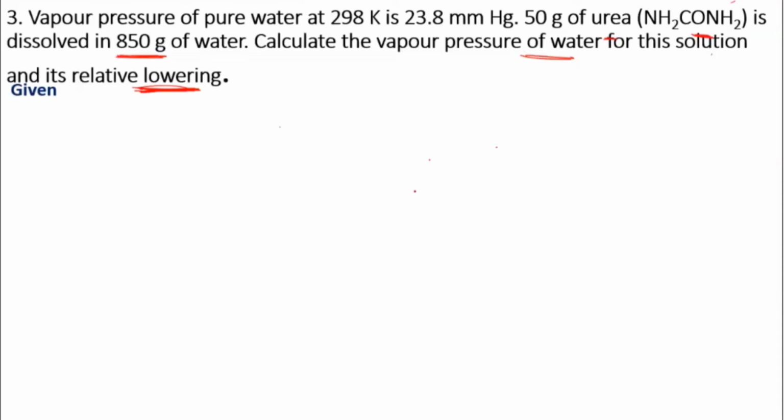And what you're supposed to calculate here? The vapor pressure of water. That's symbol? P1 naught. P1. There are two questions. One is vapor pressure of water in the solution, and the other one is relative lowering.